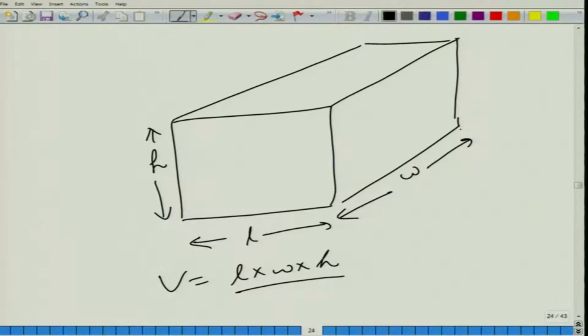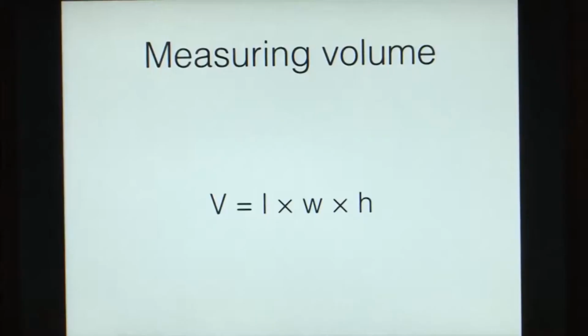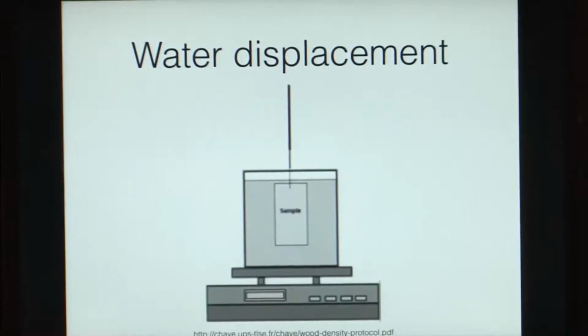While making the computations for density, we can either take our samples in fixed sizes. It could be a cuboidal shape, it could be a cylindrical shape and so on, in which case we can measure the volume. Volume can either be measured, or it can be obtained from, say, water displacement.